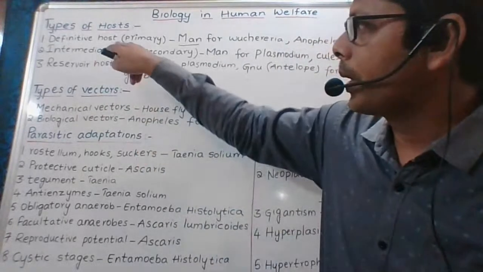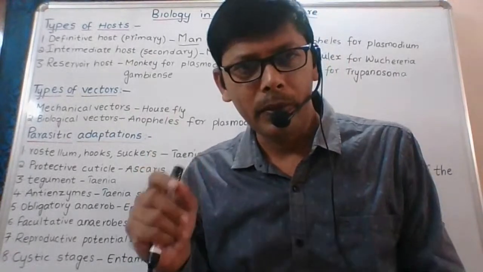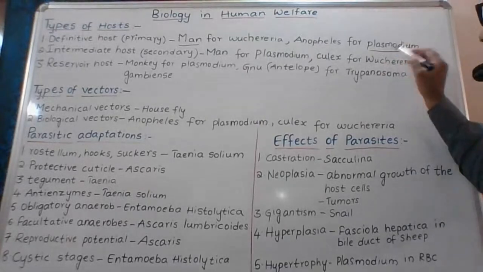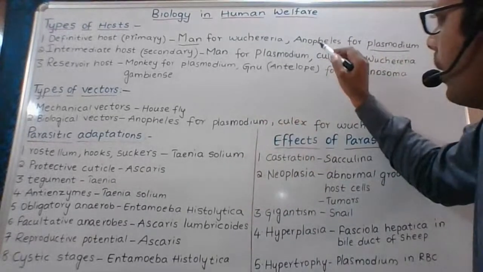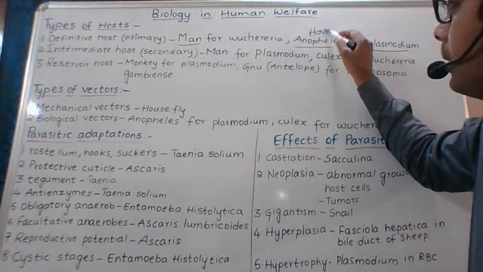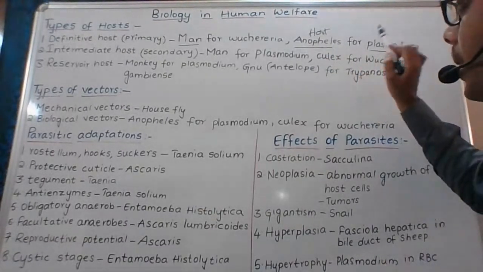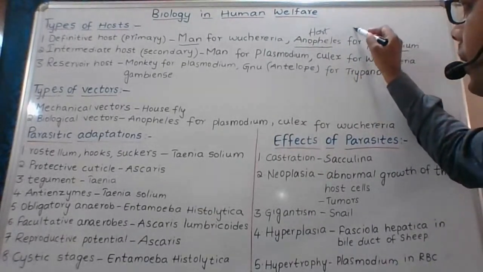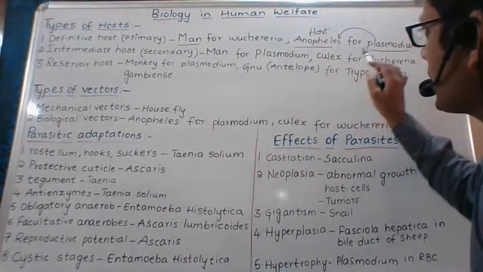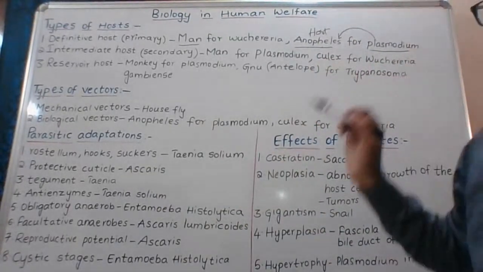The host in which the parasite undergoes sexual reproduction is called the primary host, also called the definitive host. Now come to the second one, Plasmodium. Here the Plasmodium is the parasite, and the Anopheles mosquito is the host. Why is Anopheles the primary host to Plasmodium? Because Plasmodium reproduces sexually in the Anopheles mosquito.